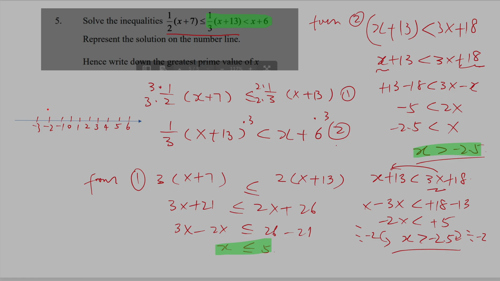Without the equal sign, and it's bigger, so I write down negative 2.5. There's no equal sign, so it is hollow. Bigger means go this way. So this is the number line for this. Then I'm going to do this. 5 is here, and above it is solid, because there's an equal sign. Smaller means you go this side.